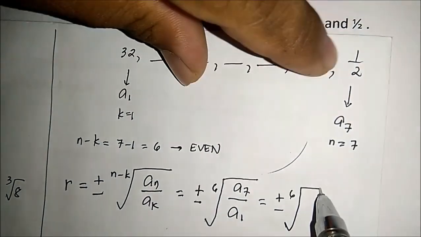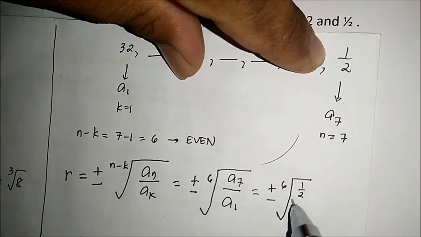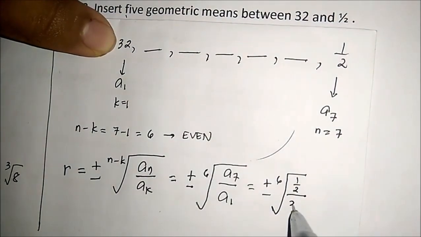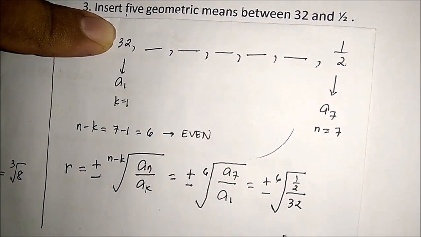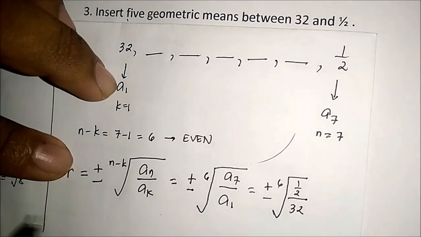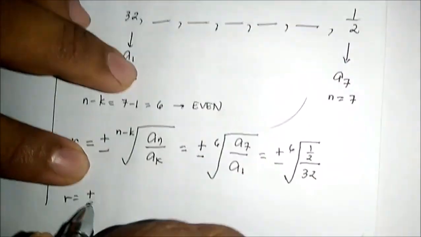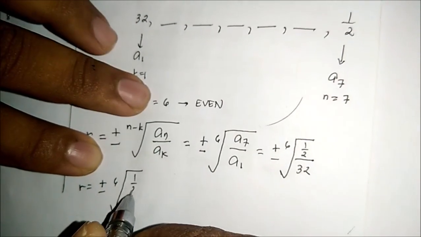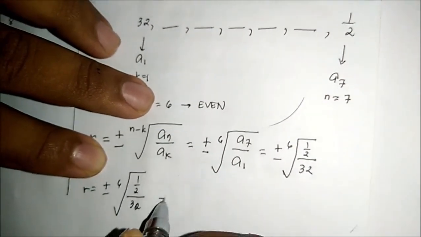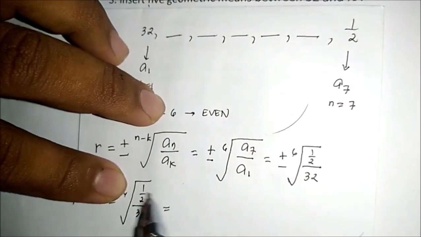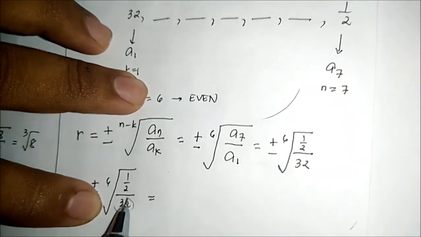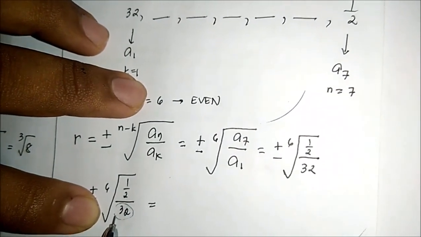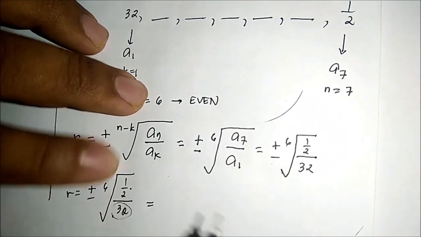Our a sub 7 is 1/2 over a sub 1 is 32. So remember the rules in simplifying fractions. So isulat muna natin. So we have the sixth root of 1/2 over 32. So remember, when we are simplifying fractions or dividing fractions, get the reciprocal of the denominator and then multiply it to the numerator. So paano yan?